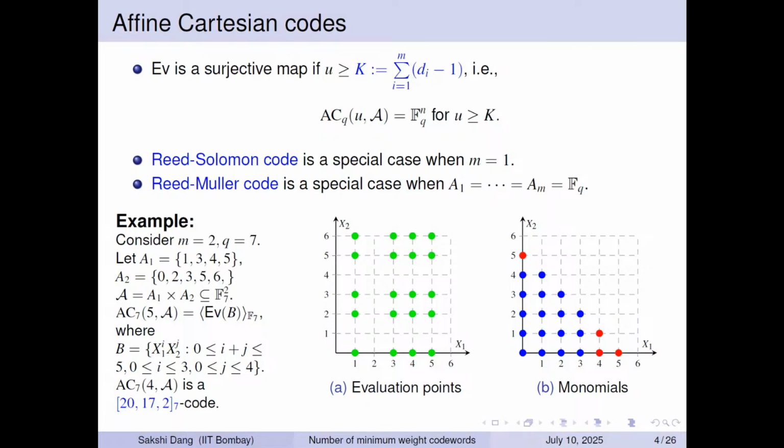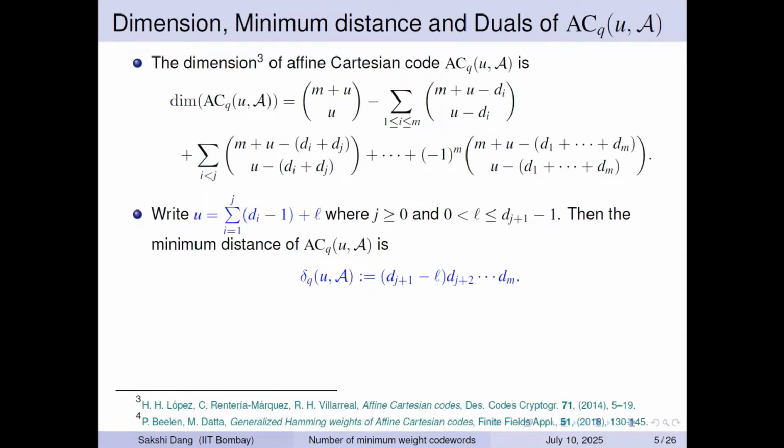So our object of interest is minimum weight codewords. These are the basic parameters of affine Cartesian codes, which were determined by Lopez, Renteria, Marquez, and Villarreal in the paper where they defined an affine Cartesian code. We have a nice combinatorial formula for the dimension and also for the minimum distance.